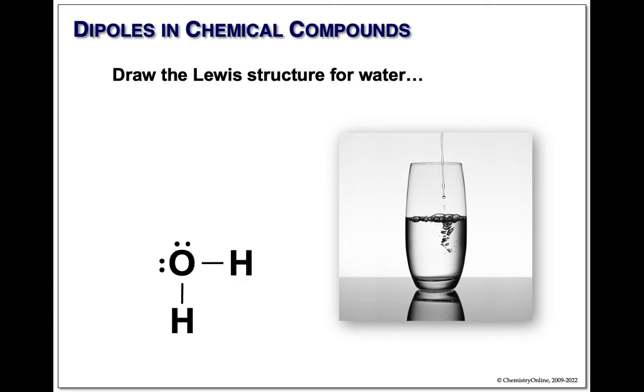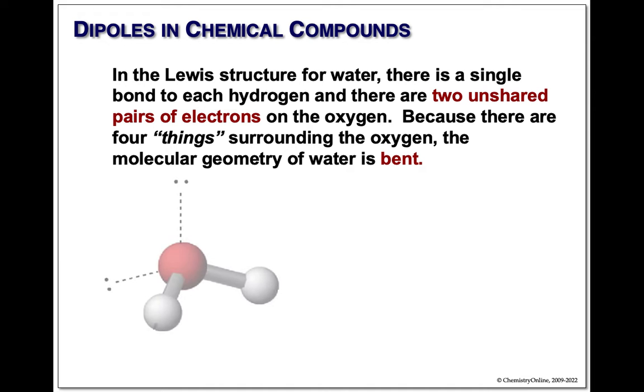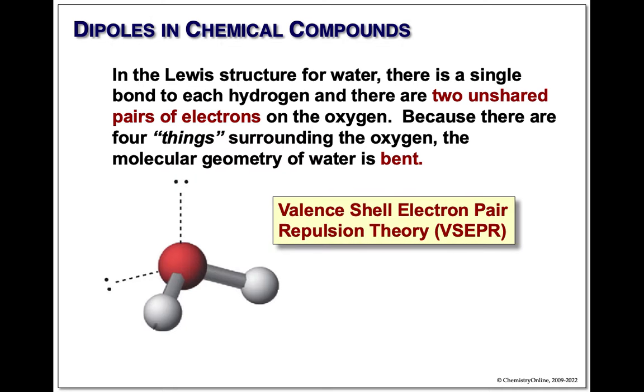Now, there's a theory referred to as the valence shell electron repulsion theory that tells us the geometry of molecules. We're not going to talk very much about that. It's more or less a general chemistry thing. But according to VSEPR, water has a geometry that's bent. This is what it is, valence shell electron repulsion theory, VSEPR.